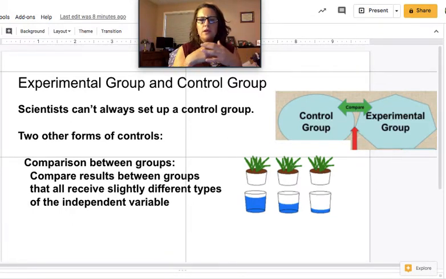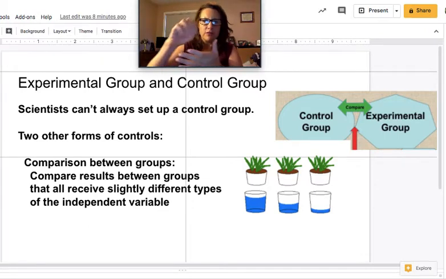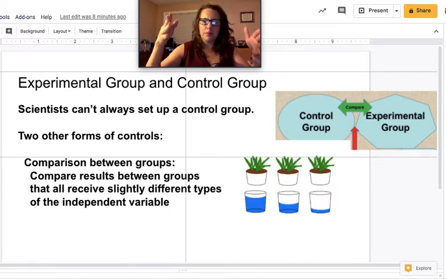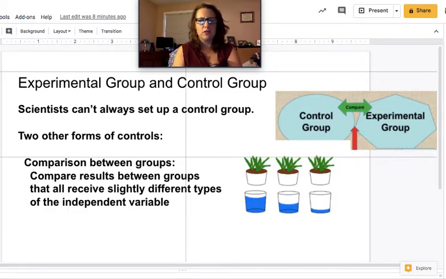A good example of this is, let's say you're going to see if water affects the height of plants. You would take some plants, you'd give them different amounts of water, and you would see what happens to their height. There's really not one control and one experimental. There's a whole bunch of different groups. So you're just going to be comparing between these different groups. So that's one time when you can't actually use a control group.